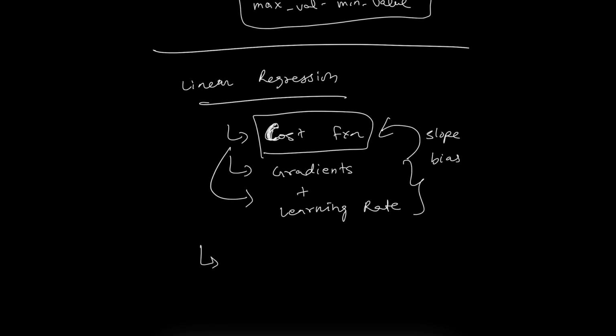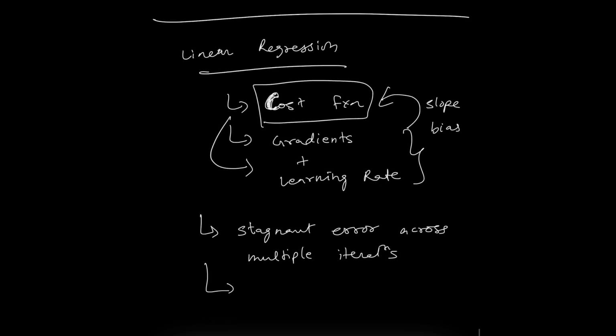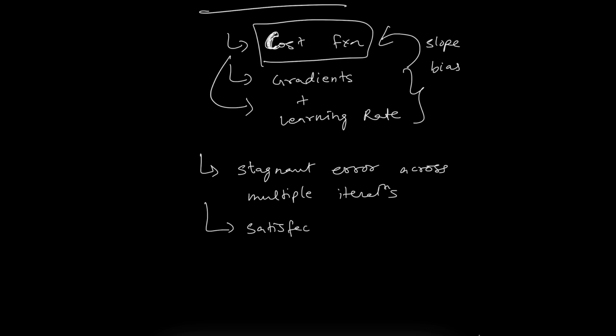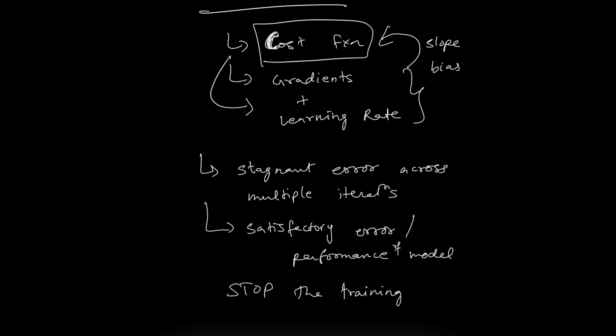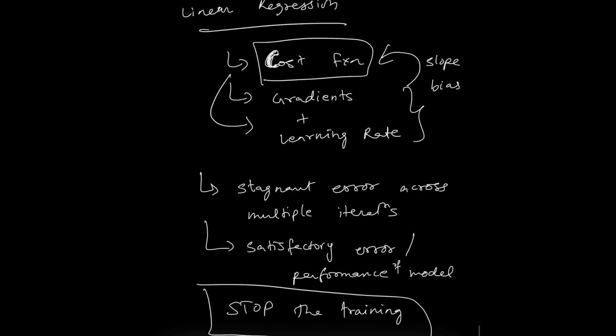So if we come to, let's say after a few iterations, a stagnant error across multiple iterations, or we get a satisfactory error, or basically performance of a model, that is when we stop the training process, or we stop the learning for our algorithm. And that is linear regression summarized in a page.